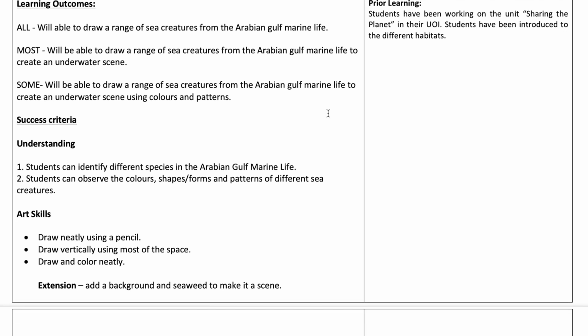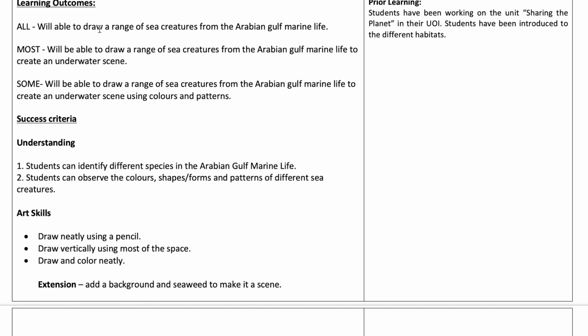Then I am looking at the learning outcomes. What is the expectation of my lesson? Out of which I divided further in the three categories: all, most, and some. Here, it's the basic expectation from any classroom in any curriculum that your students should be able to achieve something at the end of the lesson. So, what is the bare minimum requirement of the achievement of the lesson is all. Will all students be able to draw a range of sea creatures from the Arabian Gulf marine life.